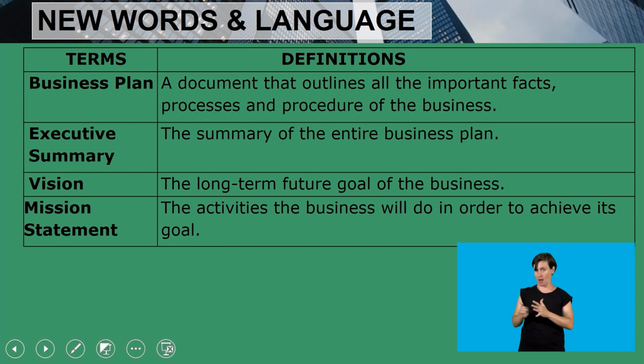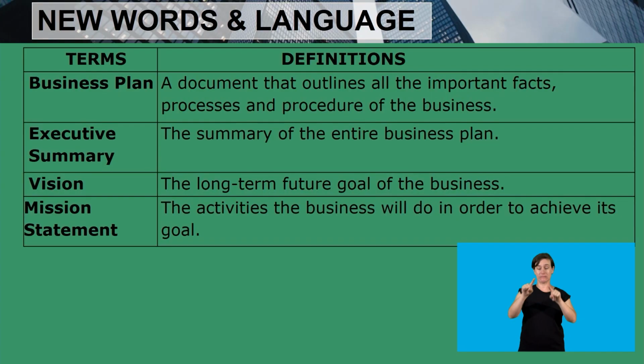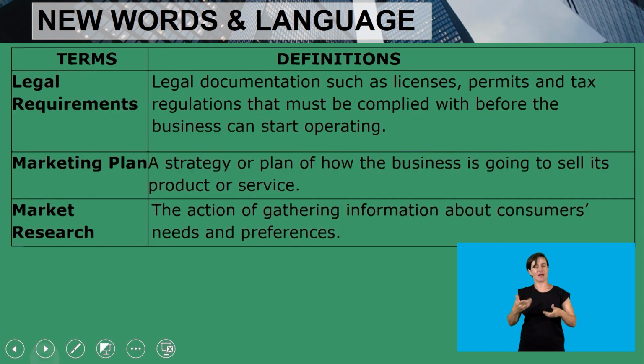All right, so these are the new words that we will be coming across in this topic. Business plan, a document that outlines the important facts, the processes and the procedures of the business. So basically, this is the gist of our lesson for today. We've got executive summary, which is a summary of the entire business plan. Vision is a long-term future goal of the business. Mission statement, the activities the business will do in order to achieve its goals. What is it that we're going to do to achieve our goals?